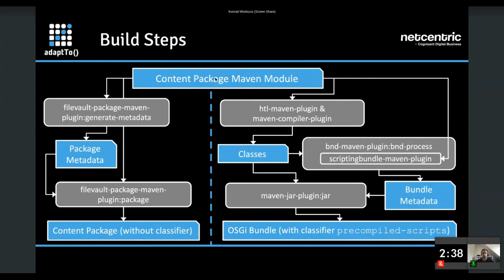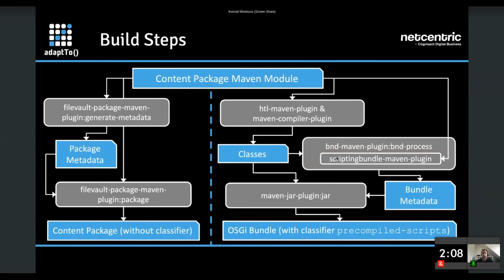What is new is the part on the right-hand side where you generate an OSGi bundle from the same source. So you take the source and give it to the HTL Maven plugin, which will pre-compile your HTL scripts into Java servlets. And those Java servlets are then compiled into Java classes, and those classes are then processed by the BND Maven plugin, BND process goal, which takes care of generating all the bundle metadata.